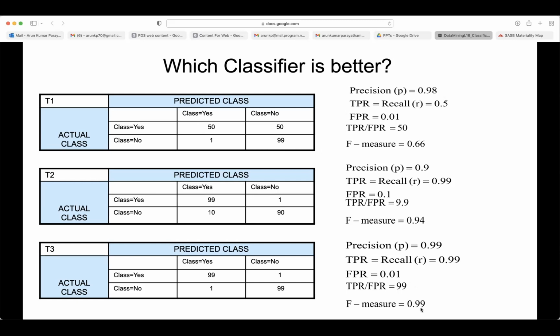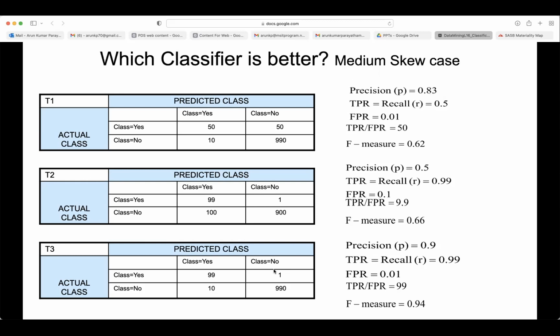Then for the third one, the F measure is a very high value and TPR by FPR is also a high value. Precision is high, recall is also high. False positive rate is also very small. So this third one is always the better algorithm. If you have it clear-cut like this, with all parameters good, then you can say the model is good irrespective of cost and all other things.